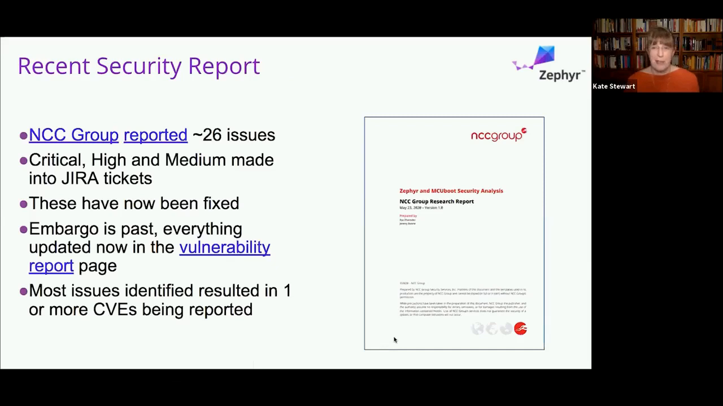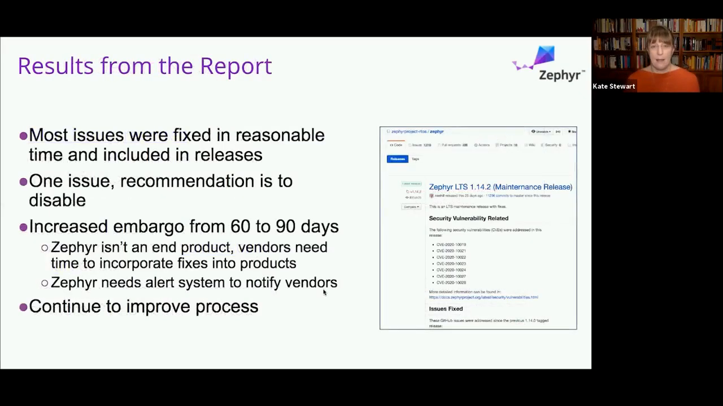Now, I was referring earlier to this bulk report that made us re-examine what we're doing and refresh it and tune it up. There were 26 issues there, and most of these issues ended up with one CVE or multiple. And everything is now public because our embargo window has passed. So you can take a look at this online if you're interested in more details. Some of the results from the report were, in fact, all the issues have been fixed in one way or the other, except for one that we recommend you disable.